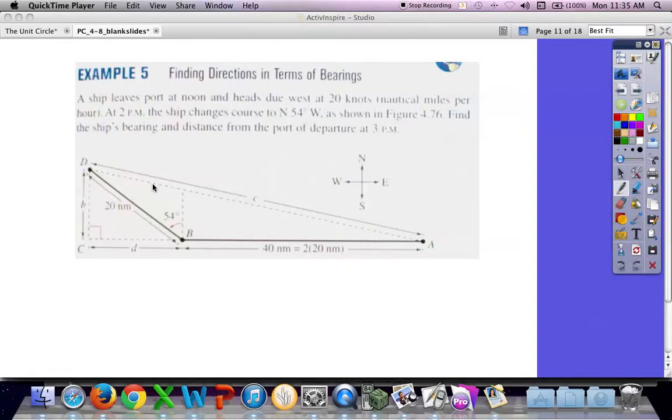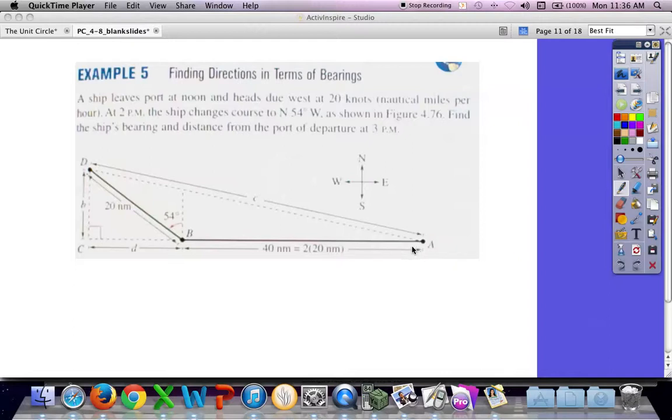This is example 5. Again, it's dealing with bearing, and we know what bearing means now. It's the number of degrees east or west of a straight north-south line. This one is telling us, and we can walk our way through on the picture, that a ship leaves port at noon and heads due west at 20 knots.